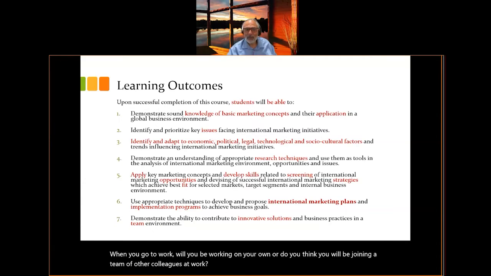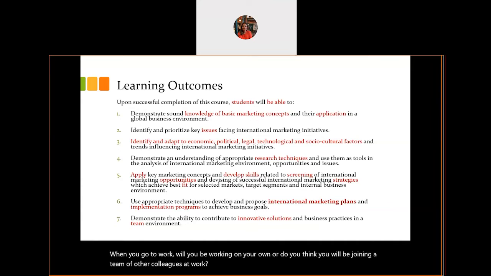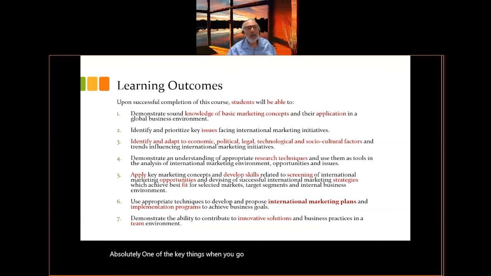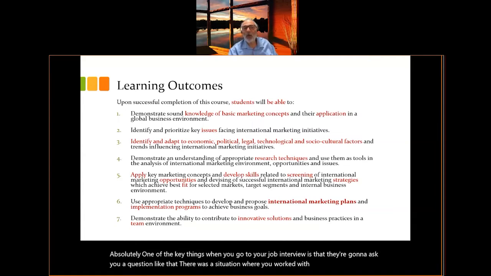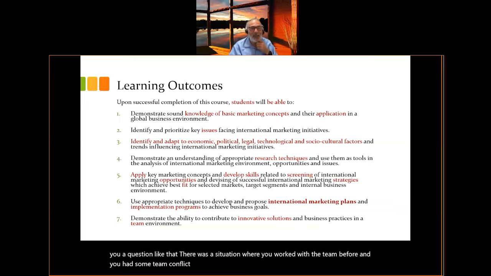You're going to be joining a team of other, like in your workplace, you'll be working with multiple people. So you'll have to like adapt to how to gel with other people in order to get the job done. Absolutely. One of the key things when you go to your job interview is that they're going to ask you a question like that. Tell us a situation where you worked with a team before and you had some team conflict, and how did you deal with that conflict? It's like a trick question. And a lot of people say, no, no, we never had conflicts before.